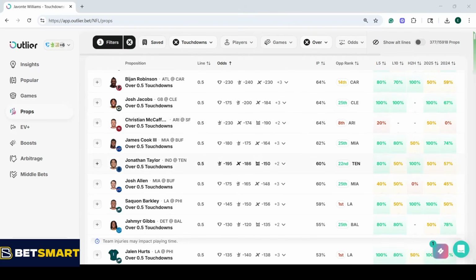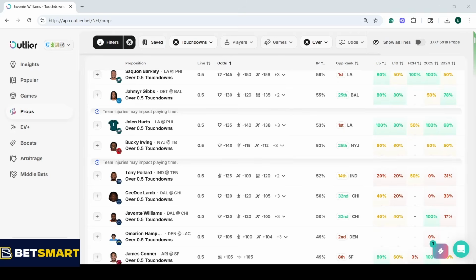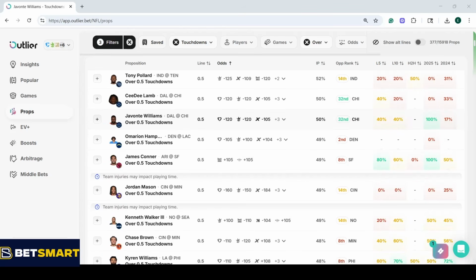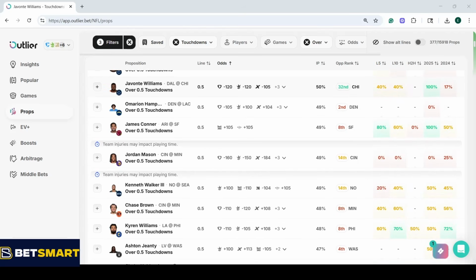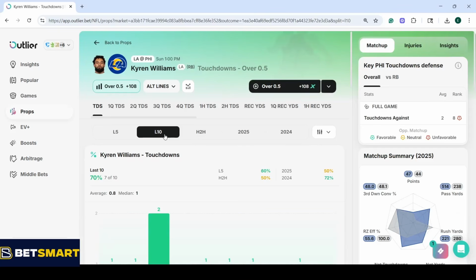While Outlier makes the process of finding positive expected value touchdown bets easy and profitable, there are still some things to consider when betting on anytime touchdowns. For starters, touchdown props are high variance. Linemen will score. Backup tight ends steal looks. Backup running backs sometimes get goal line carries. That's the game, and that's worth considering. So, here are a few mistakes to avoid.